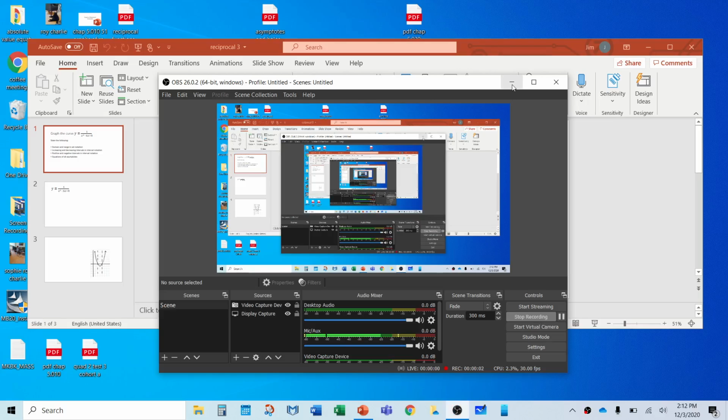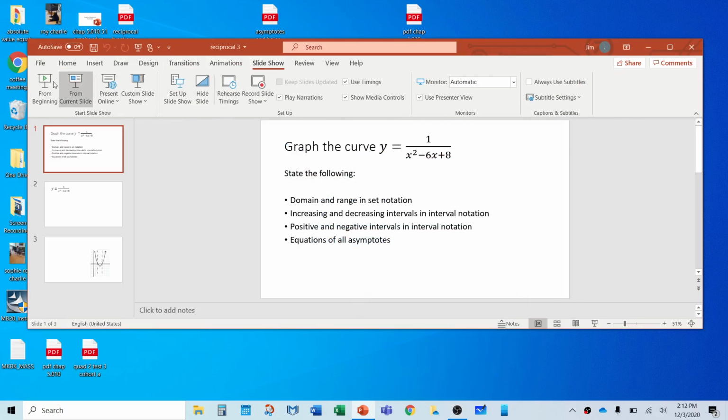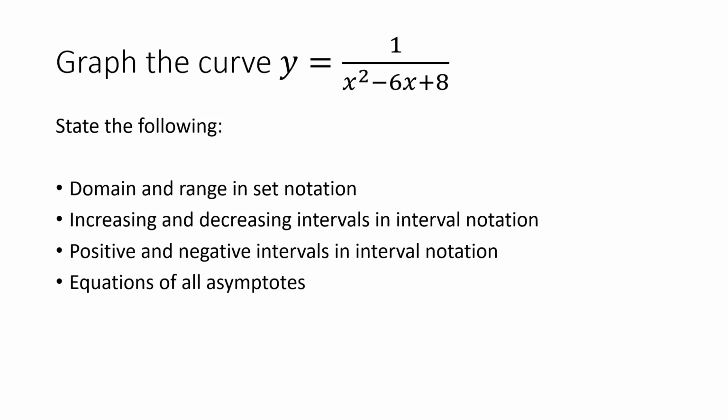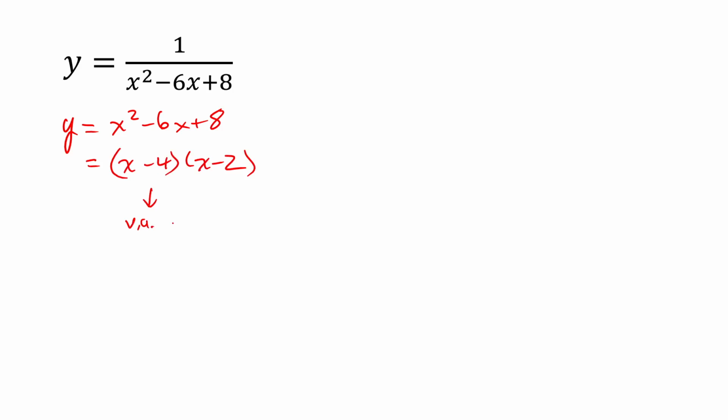In this video, we're going to graph the reciprocal function y equals 1 over x squared minus 6x plus 8. Okay, well, in order to do that, we'll begin by graphing the function y equals x squared minus 6x plus 8. We can factor, and when we do that, we see that we've got a vertical asymptote at x equals 4 and a vertical asymptote at x equals 2.